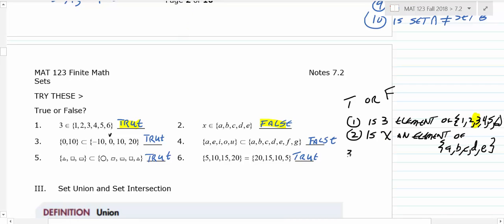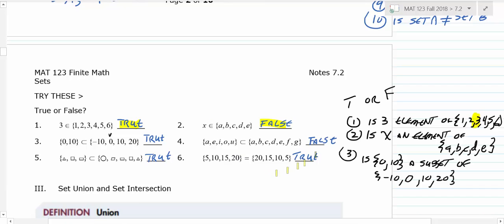Okay, number 3 says this. It's asking, is the set 0, 10 a subset of the set negative 10, 0, 10, and 20? I'm just writing this down, and you don't have to. I'm just telling you my thought process. So what you have to do on a subset is ask the question this way: is 0 also in the other set? Yes. Is 10 also in the set? Yes. Therefore, it's true. That's how you answer that question.